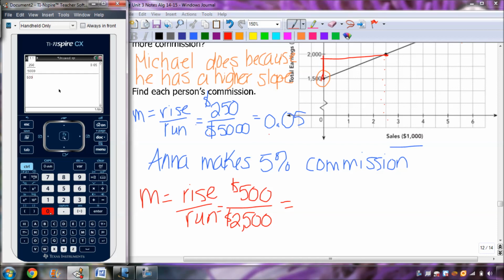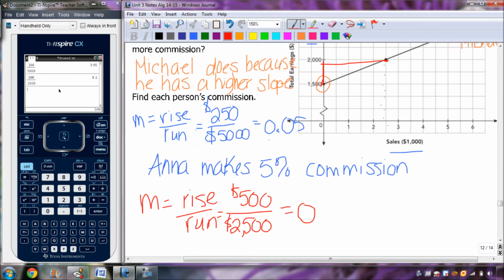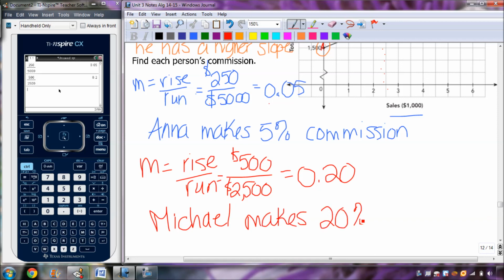So let's divide it. 500 divided by 2,500. Control Enter. You end up getting 0.2. What is that as a percentage, though? A lot of people will look at this and think it's 2%, but a percentage goes out to the hundredths place, so I need to add an extra 0 here. So this means that Michael makes 20% commission.